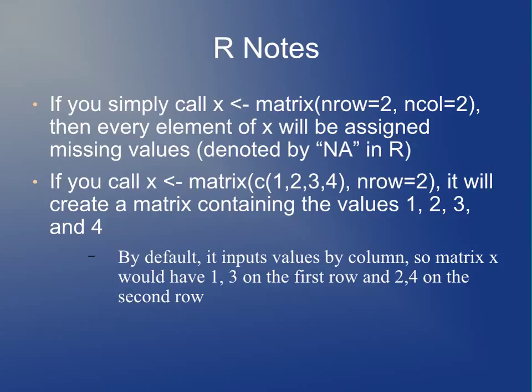On the other hand, if you say x equals matrix 1, 2, 3, 4 with 2 rows, it'll create a matrix containing the values 1, 2, 3, and 4. It'll do it by columns, so matrix x would have 1, 3 on the first row, 2, 4 on the second row, because it enters 1, 2 in the first column, then 3, 4 in the second column.